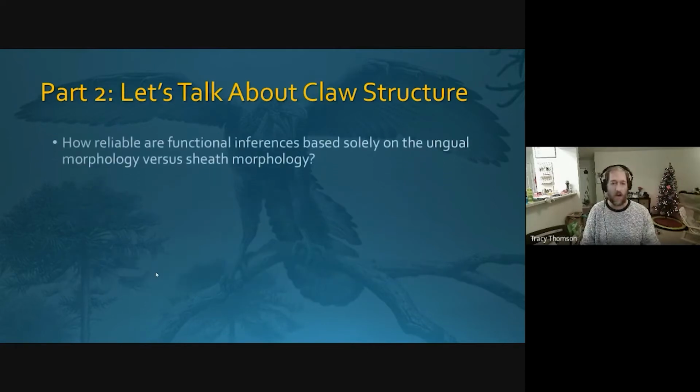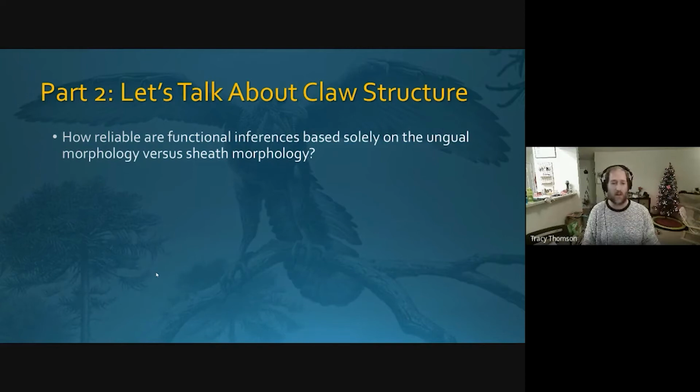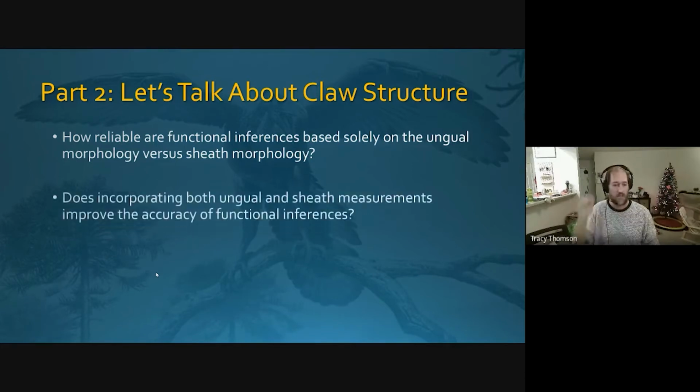Okay. So I want to talk about a couple of things that I found with claw structure, because that becomes important when we're trying to infer function in fossils. These are just some of the things that I was testing. So for example, how reliable are the functional inferences based solely on the ungual versus sheath? In the previous section, I only looked at the sheath. So if we only have unguals, if we have a fossil that doesn't preserve the sheaths, how does that work? Can that still be accurate? Is the ungual an accurate proxy for the sheath in those instances?